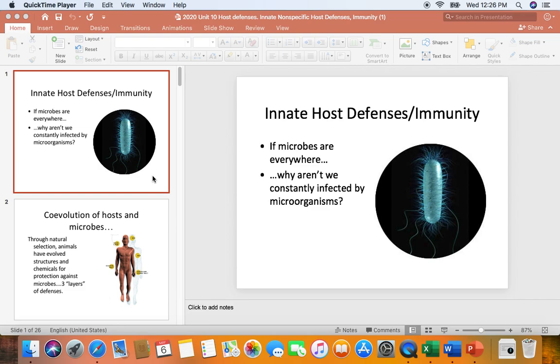This is our last lecture unit on immunology, or host defenses. There are two PowerPoints. This first one, PowerPoint 1, is on innate or nonspecific host defenses or immunity, and the second one is on specific adaptive host immunity or defenses, focusing on humoral immunity and cell-mediated immunity.